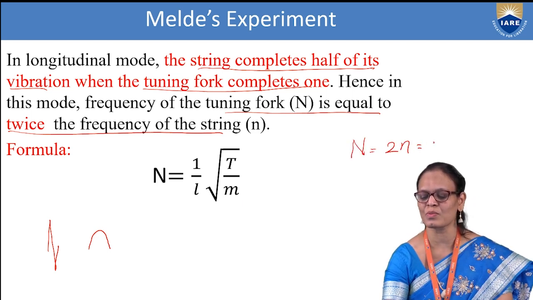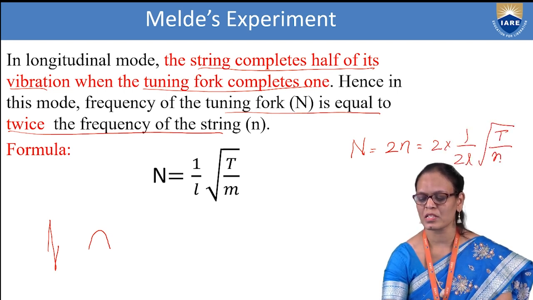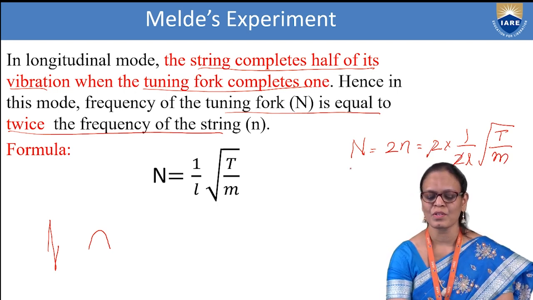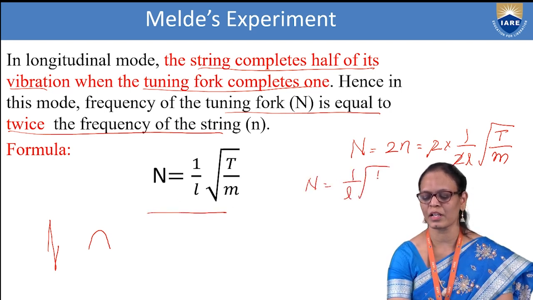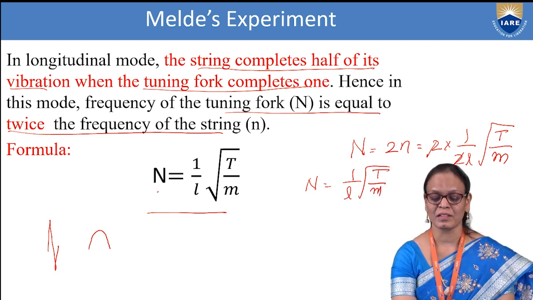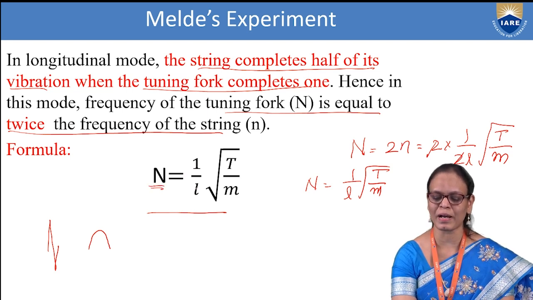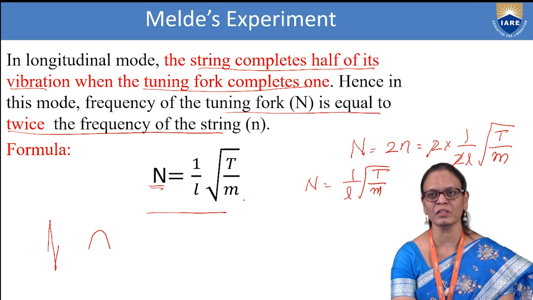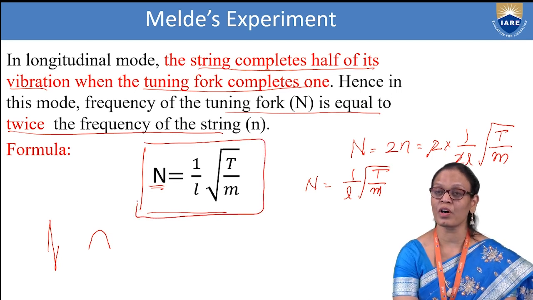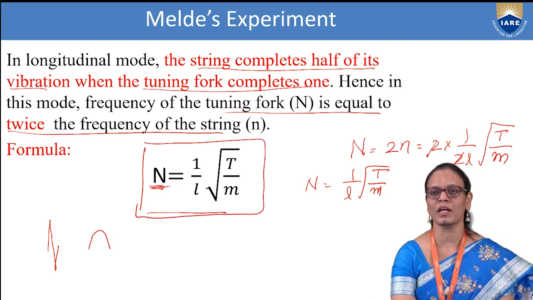And for us, n is what? 1 by 2L under root T by M. This is the frequency. So 2n means 2 into 1 by 2L under root T by M. So 2 gets cancelled. Therefore we have the formula N is equal to 1 by L under root T by M. So in longitudinal mode, capital N, the frequency of the tuning fork, is given by 1 by L under root T by M. T is the tension and M is the mass per unit length or the linear density. So this is the formula we'll be using to calculate the frequency in longitudinal mode.